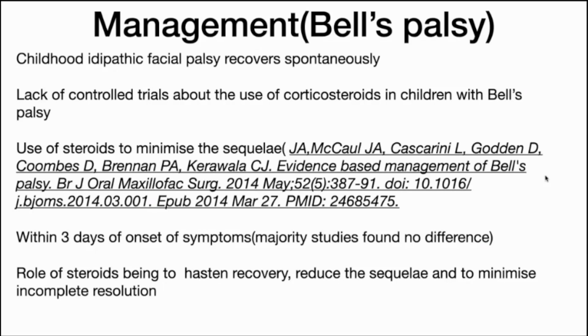There are some studies, like J.A. McCall's, which say that steroids can be used to minimize the sequelae of facial palsy. But these have to be started within 3 days of onset of symptoms. Though many studies found no difference, the only role of steroids is to hasten recovery, to reduce the sequelae, and to minimize incomplete resolution.